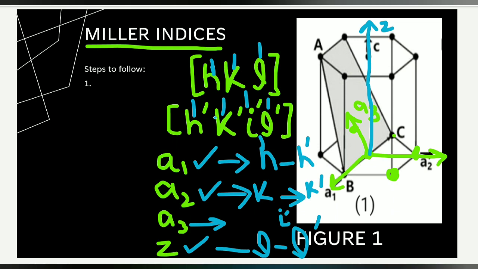Index for A1 first, index for A2 second, index for A3 third, if it is Miller-Bravais indices, otherwise not, and then index for Z axis. So this is how these indices will work. Now let us write down those steps to follow.